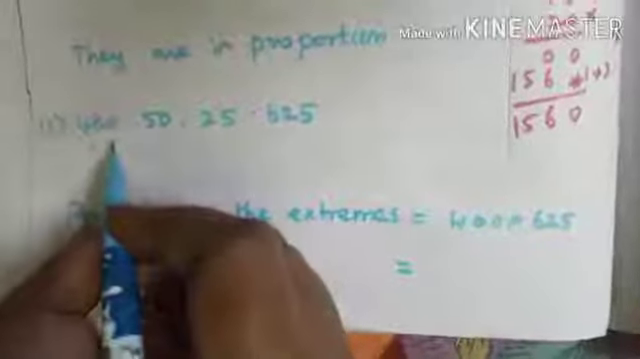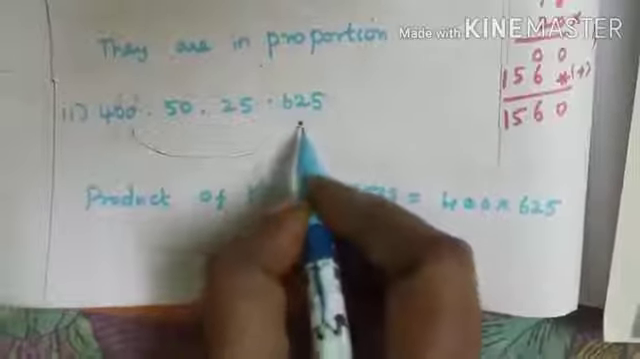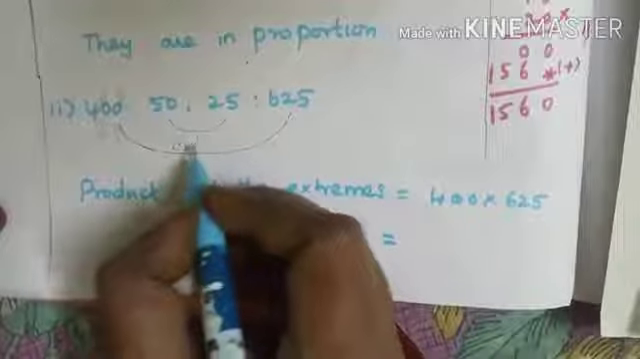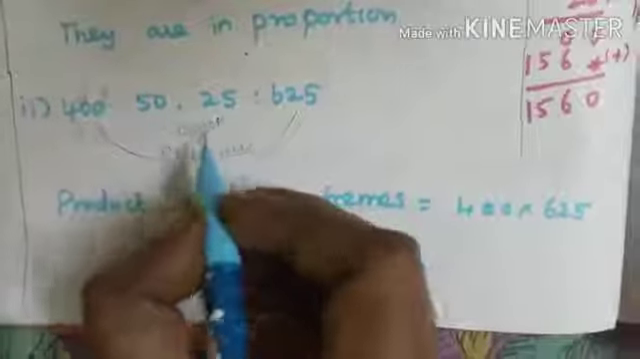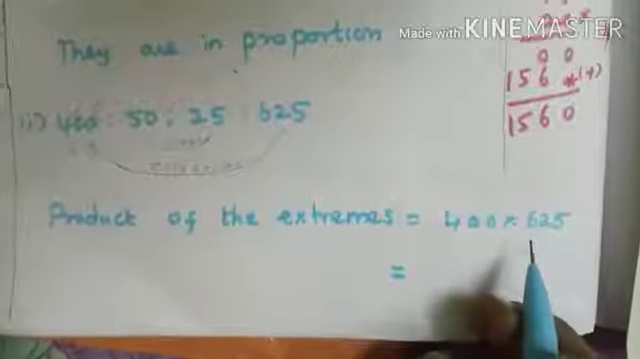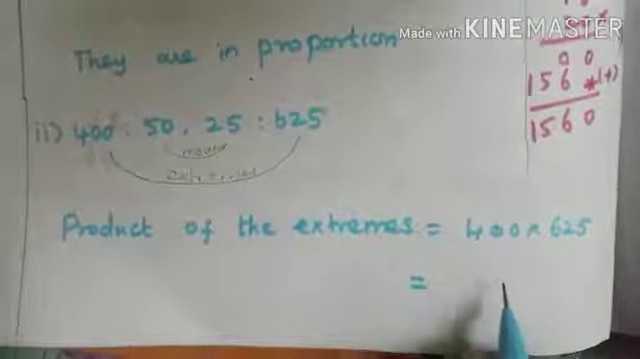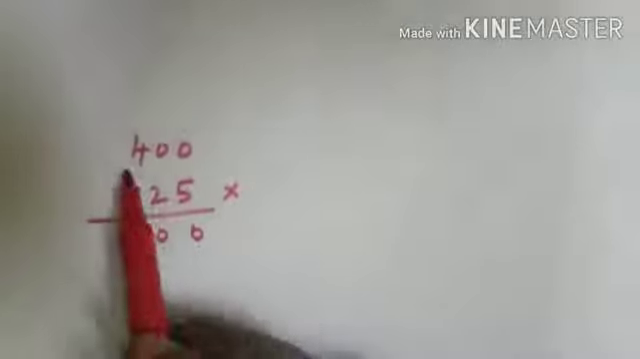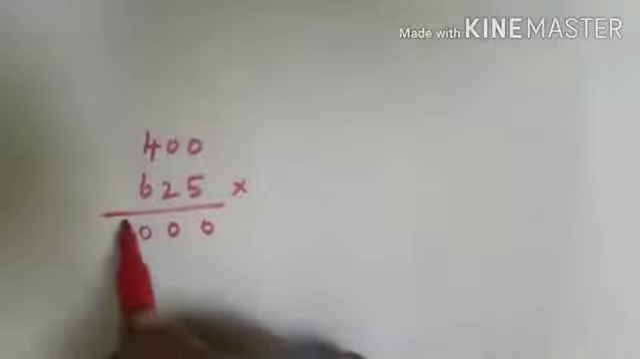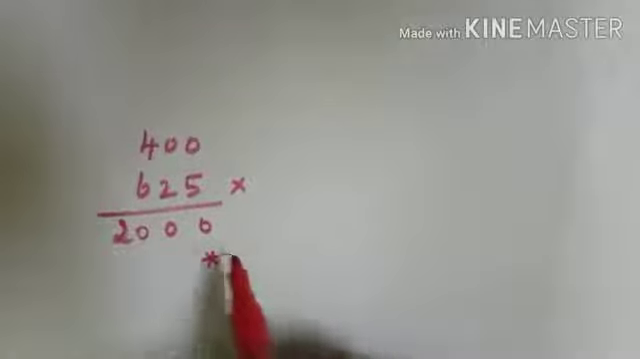Second question, 400 is to 50, 25 is to 625. Here the extremes are 400 and 625, and here 50 and 25 are means. So product of the extremes equal to 400 into 625. So we are going to multiply 400 and 625. 0 into 5 is 0. 0 into 5, 0. 4 5s are 20. We are putting a star.